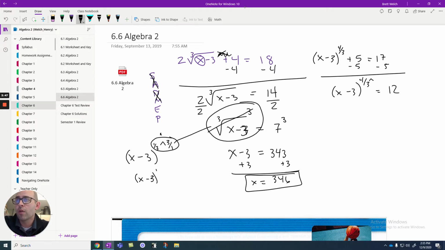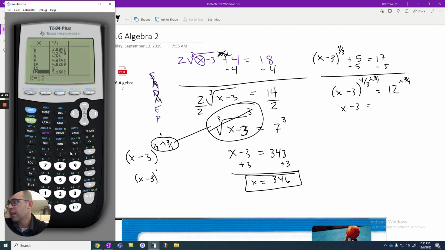Over here we have a similar problem. I want this 4/3 to go away, so I'm going to raise it to the 3/4, because that multiplication would produce 12 over 12, which is 1. And I'd be left with x minus 3 equals 12 now needs to be raised to the 3/4. Not times 3/4, raised to the 3/4, so I would have to take a calculator out.